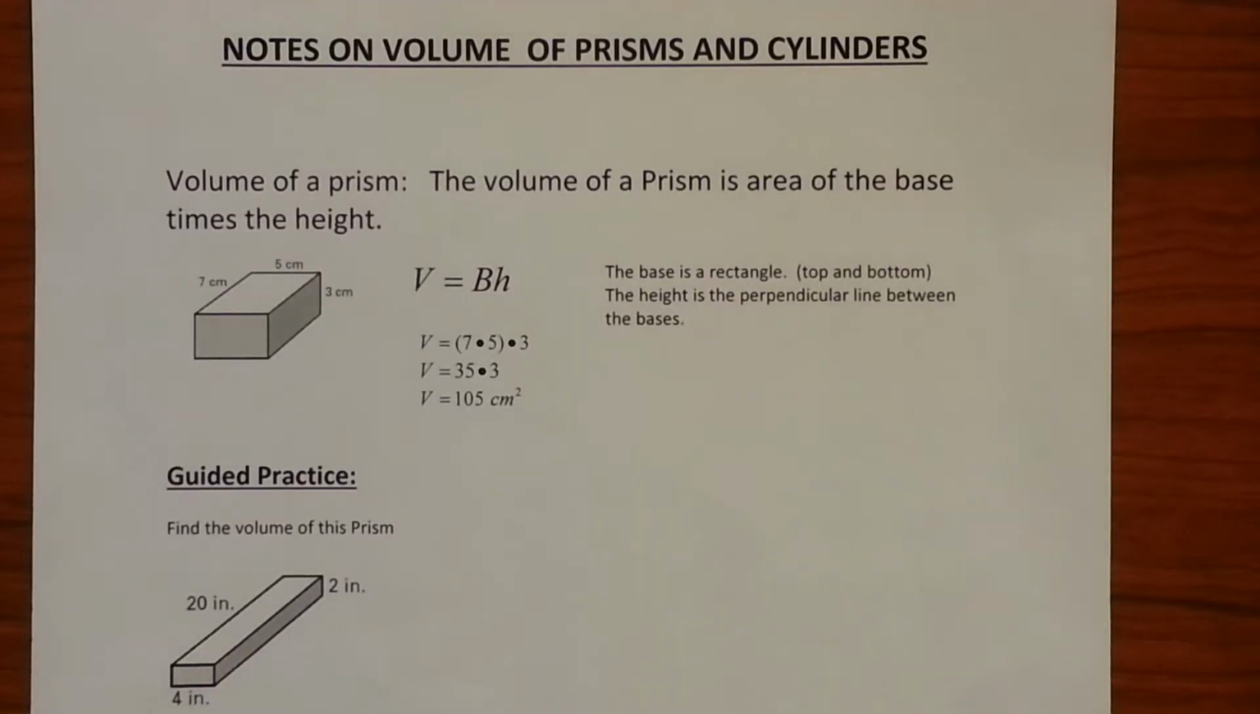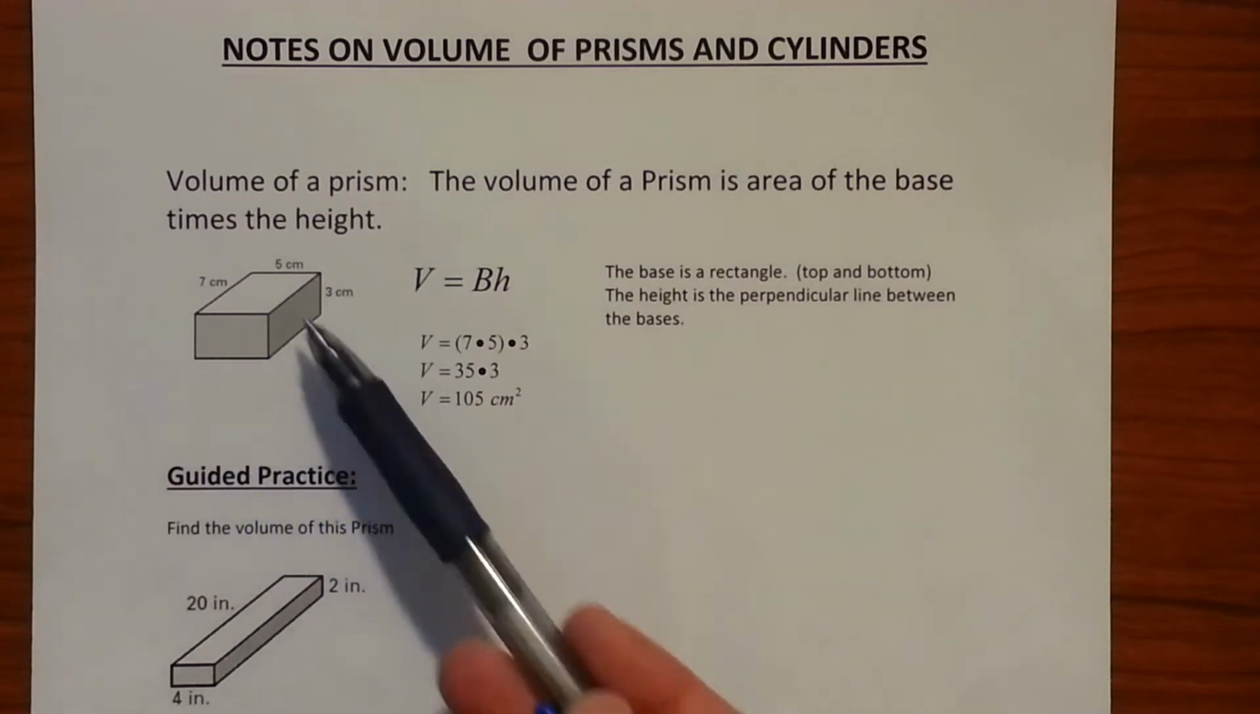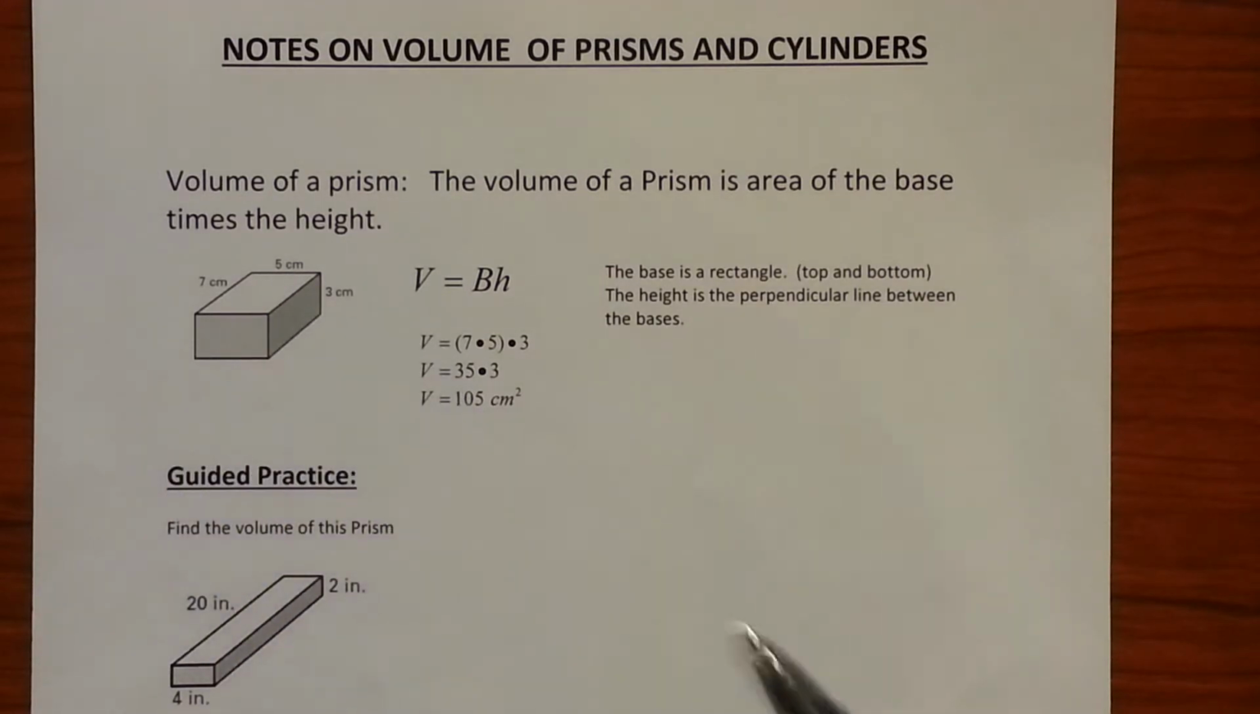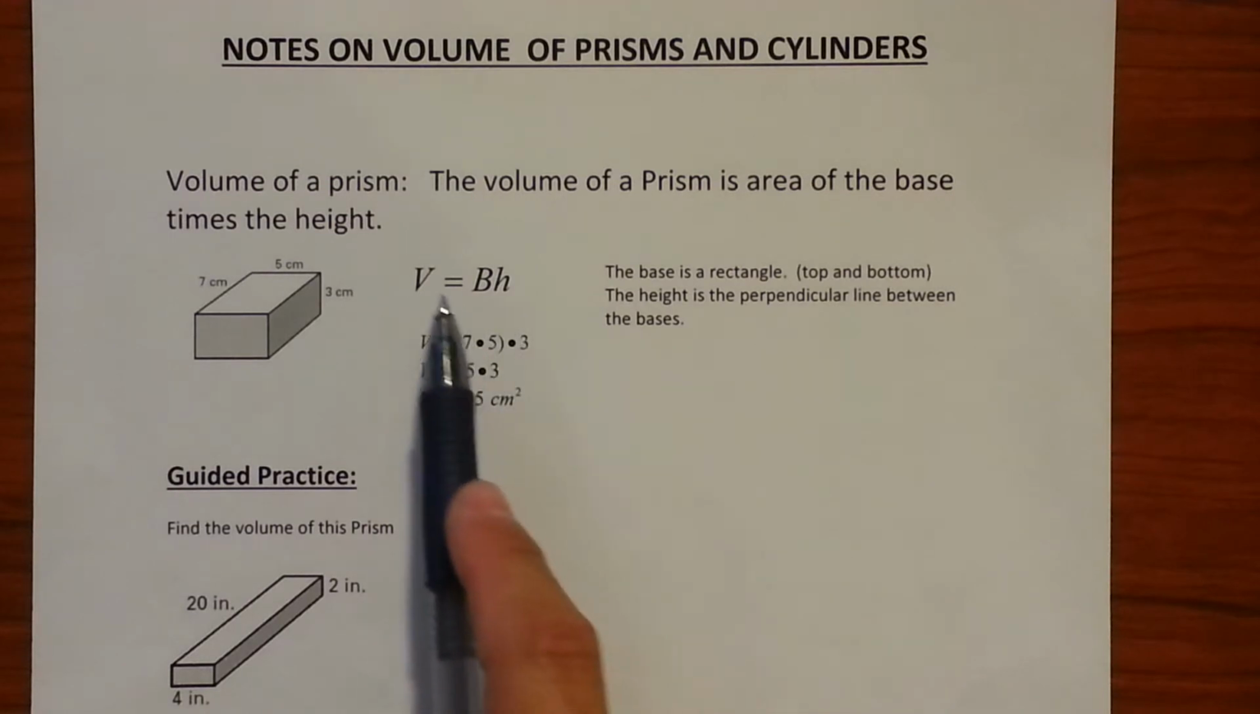This is IGCSE Math 2, notes on volume of prisms and cylinders. So first thing, a prism, it's going to be some type of cube shape, three-dimensional. Now we have a formula which is going to be V, stands for volume, equals big B.